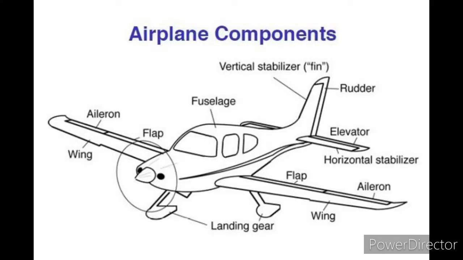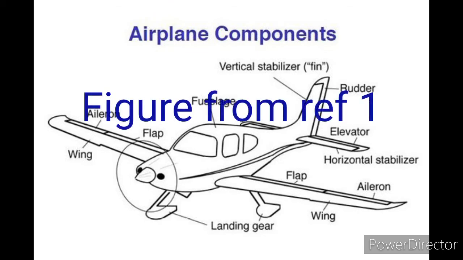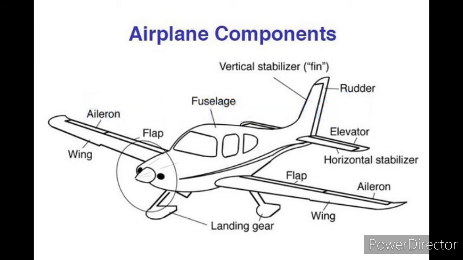Now, the important parts of an aircraft are the wing, fuselage, rudder, then landing gear, and most importantly the power plant. In the last sessions we saw jet engines, the power plants used to power the flight.